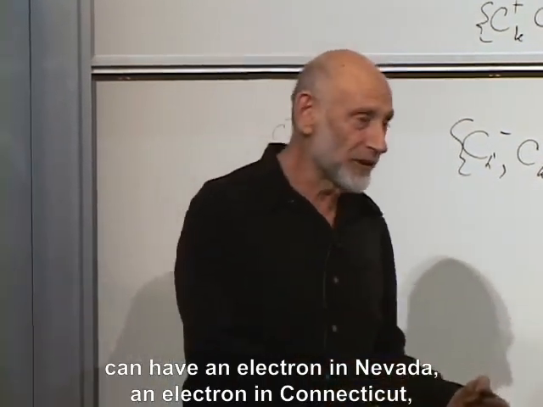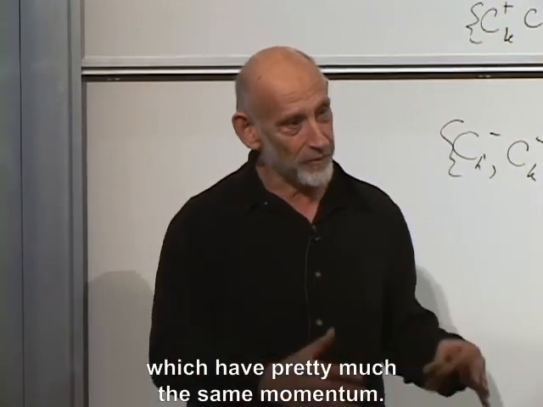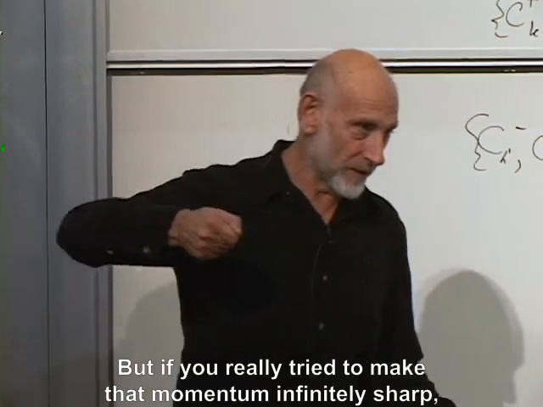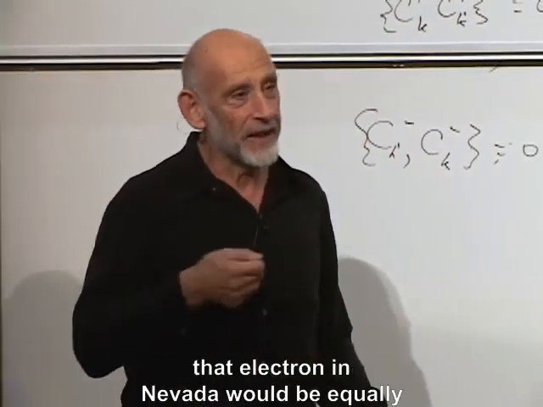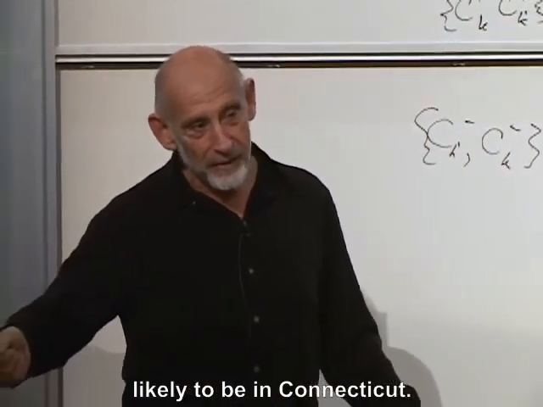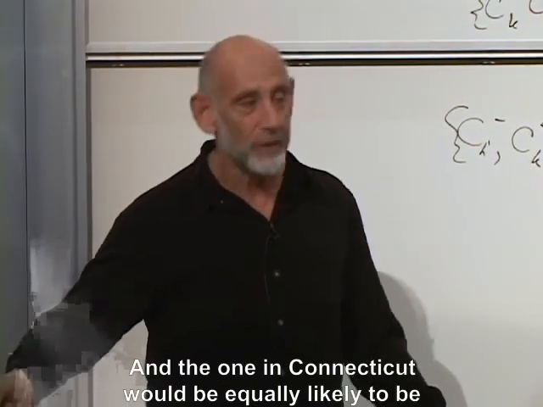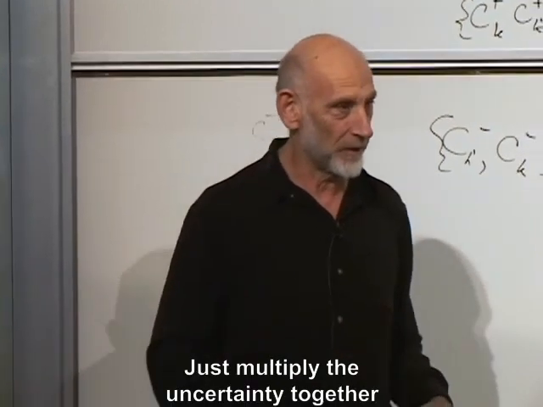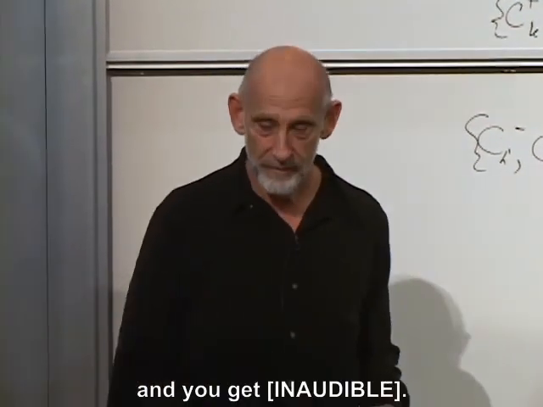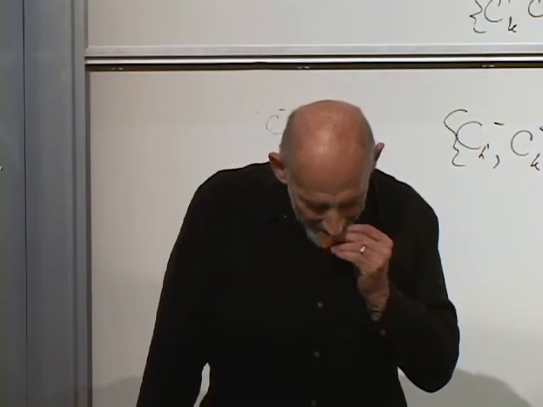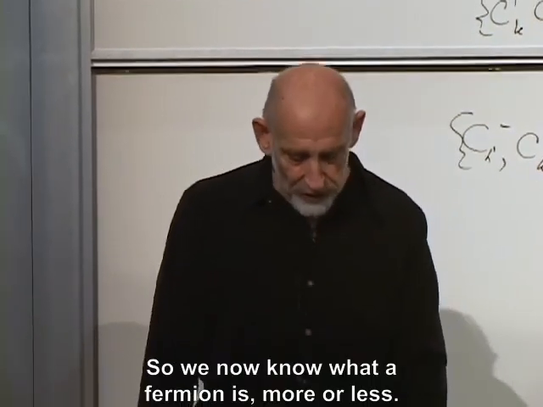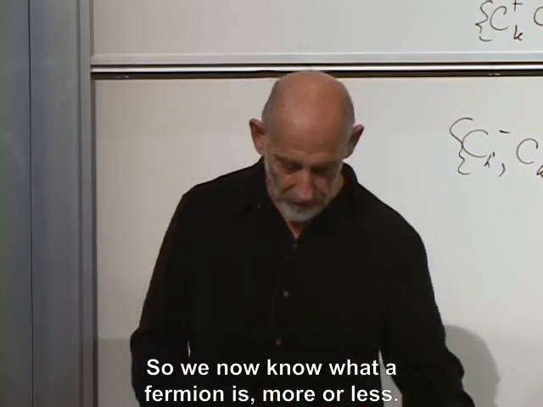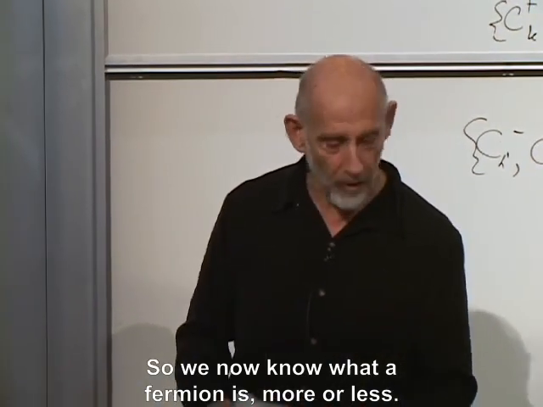Then yes, you can have an electron in Nevada and an electron in Connecticut, which have pretty much the same momentum. But if you really tried to make that momentum infinitely sharp, that electron in Nevada would be equally likely to be in Connecticut, and the one in Connecticut would be equally likely to be in Nevada, and you simply can't put them both into the same state. You just multiply the uncertainties together and you get Planck's constant or greater. Okay, so we now know what a fermion is, more or less.